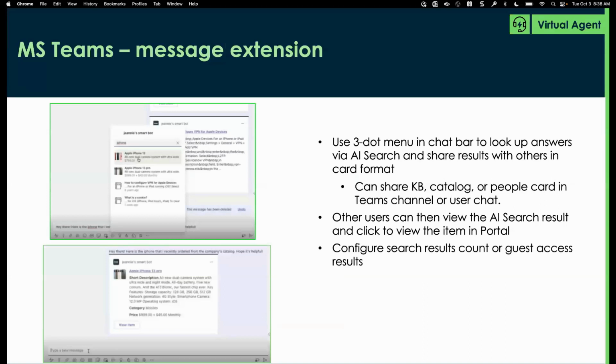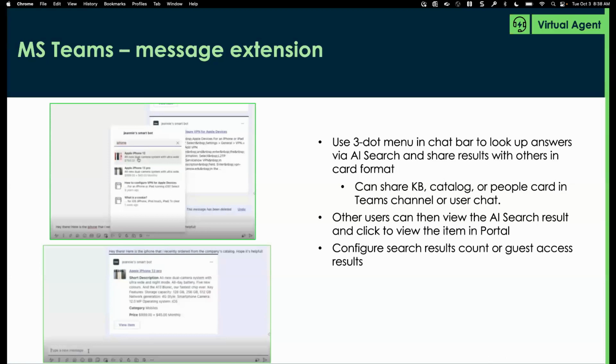Microsoft Teams has a feature called message extension, and we actually use that. We provide AI search within a user's chat bar now in Teams. So you can look up answers via AI search and share search results with others in Teams. You can share knowledge base articles, catalog items, people cards, anything that AI search brings up. You can do that in the Teams channel or user to user chat. And then the other user, if they're a ServiceNow user, can click on it and view the item in portal.